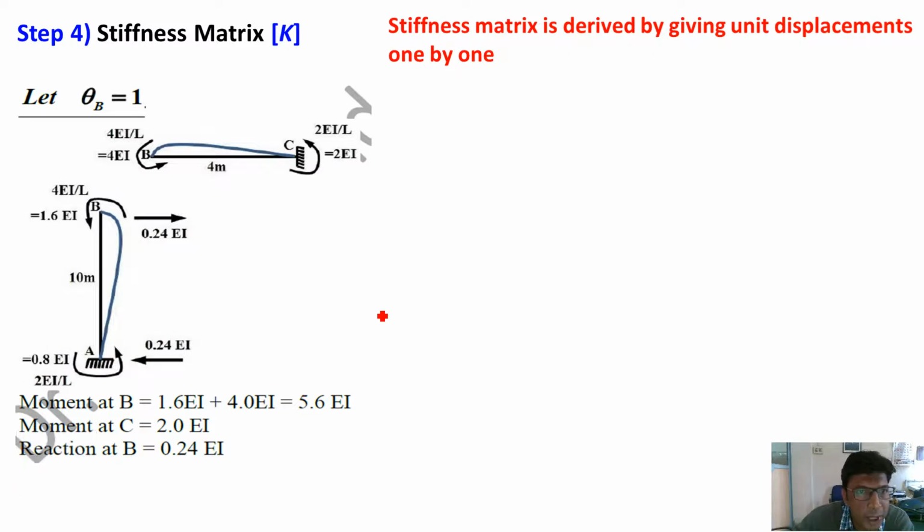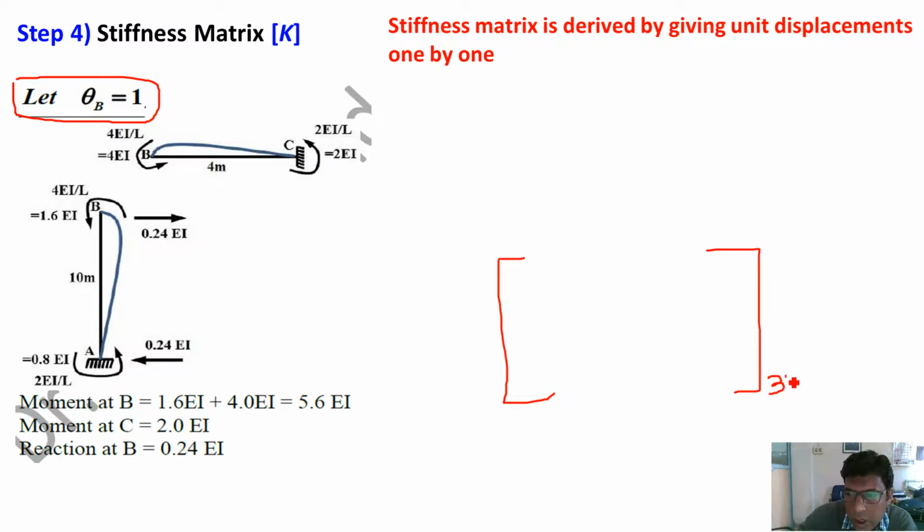Similarly, second unknown is theta C. So second figure will be theta C equal to 1. From first figure, theta B equal to 1, we will get the first column of stiffness matrix. We know that stiffness matrix will be of 3 by 3 order. First column will get from theta B equal to 1. There are three unknowns: theta B, theta C and delta. Corresponding actions are moment at B, moment at C and horizontal reaction at B and C.